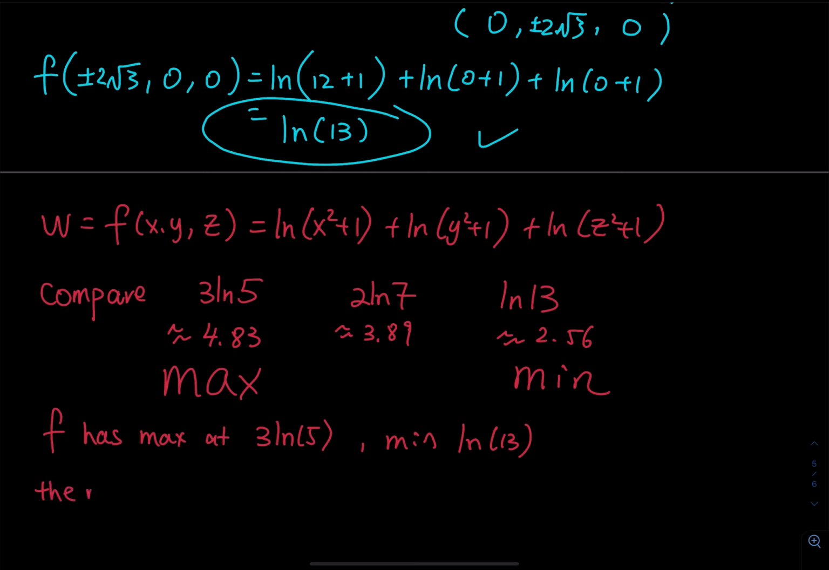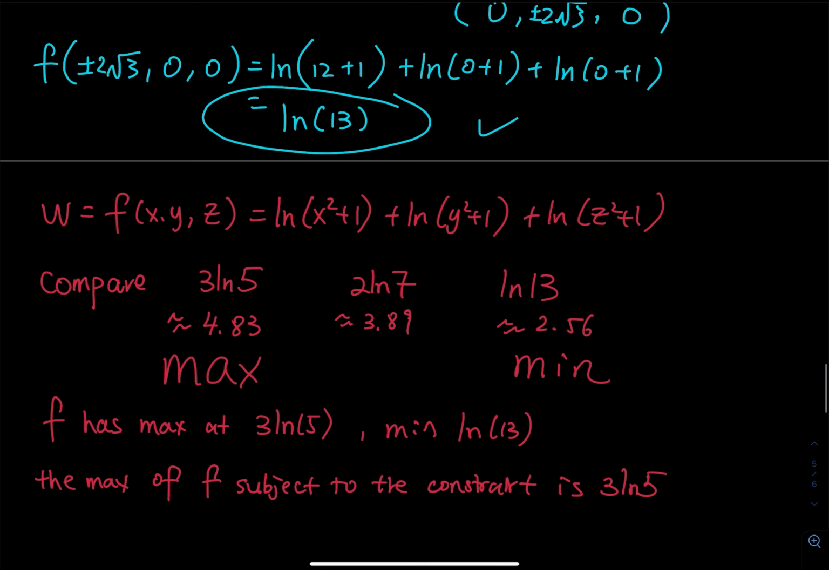So in a complete sentence, this is what you say: the maximum of the function subject to the constraint is 3 ln 5. And then the minimum of the function subject to the constraint is ln 13, and then that is officially the end of this problem.